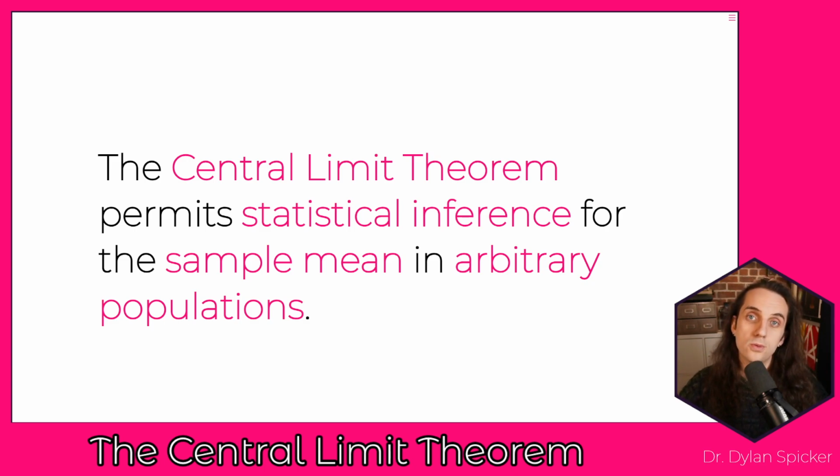Okay, and so to summarize, the central limit theorem permits us to do statistical inference for the sample mean in almost any population, right? So we don't really care about what the population is. As long as we're taking a large enough sample from it, then we can use the central limit theorem to conduct statistical inference, to ask probability questions, and to quantify our uncertainty. And so we're able to make these statements about the distribution of the sample mean without needing to know very much about what's happening in the population.